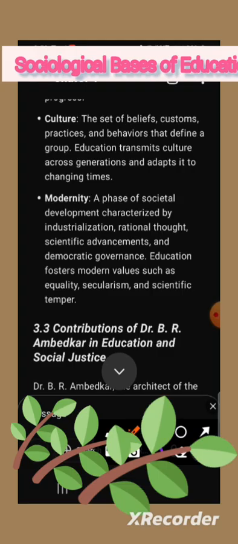Formal education transmits cultural heritage while also promoting critical inquiry and adaptation to modernity. Schools and universities preserve cultural knowledge while fostering new ideas and innovations.